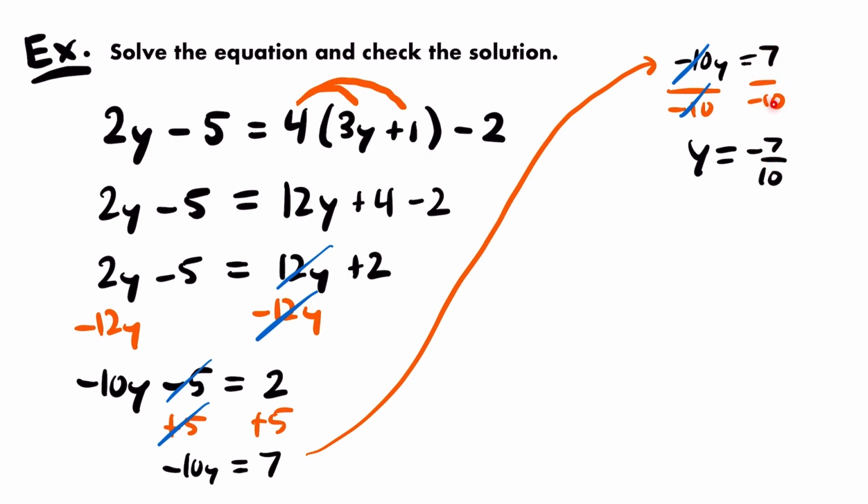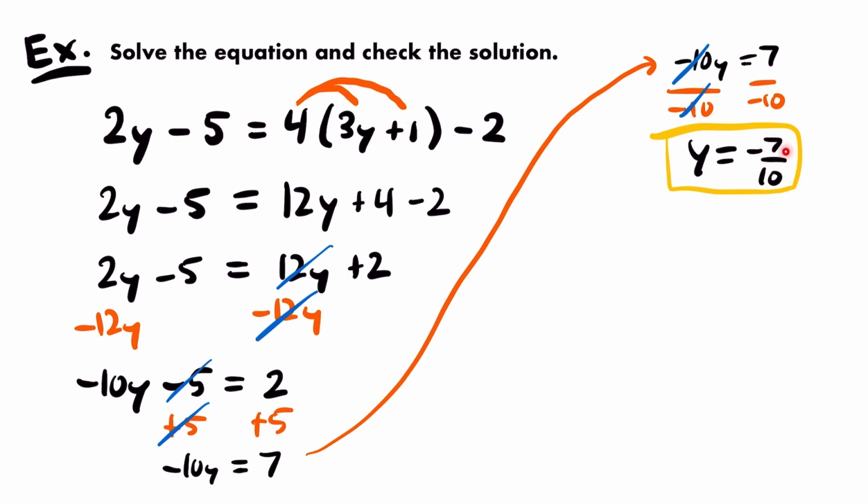We can't really simplify that. 7 divided by negative 10 is not a fraction that reduces in any nice way. So this is it. That is the solution that we have found for this equation. It's not really a nice solution, but it is what we have found. And so let's check it. Let's see if it really is the solution to this equation.